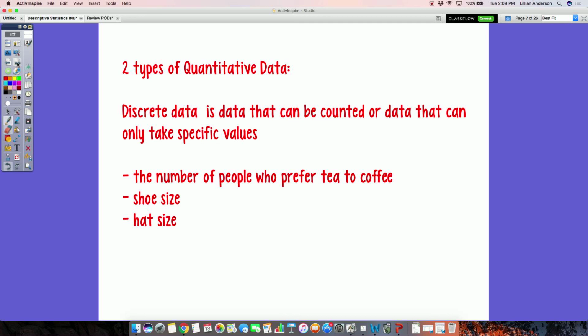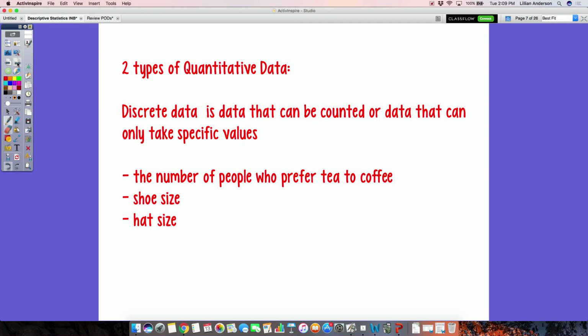Even the number of fish that are in the ocean, that's discrete data, okay? Even though the ocean is very large, and that would be a lot of fish to count, we could actually sit there, drain the ocean, and count all the fish. It might take us a while, but we could do it. But then there you go, you got discrete. It can be counted, or it can take on a specific value.